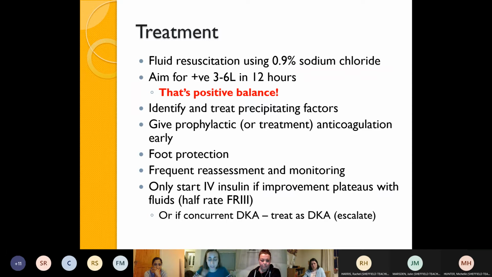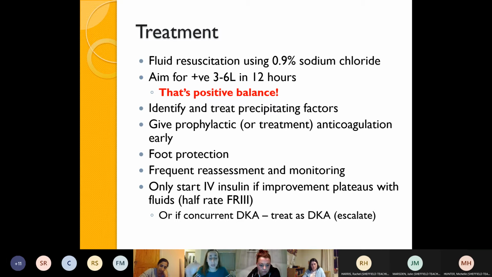Okay, so we'll come to the insulin. I'm going to mention this again, I think, in a few slides' time. We only start IV insulin if the improvement plateaus with fluids. So we start fluids and we monitor their blood glucose every hour, and we're aiming for a fall of between 4 and 6 millimoles every hour. Some of these patients come in and their blood glucose might be 60, 70, really, really high. So we're going to have to monitor them with VBGs, and we do it every hour, and we're aiming for around a drop of 5 every hour.